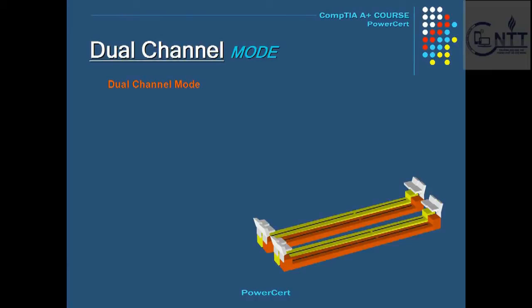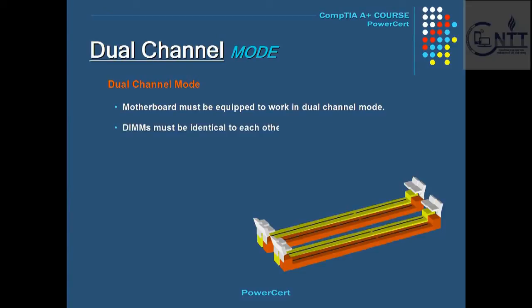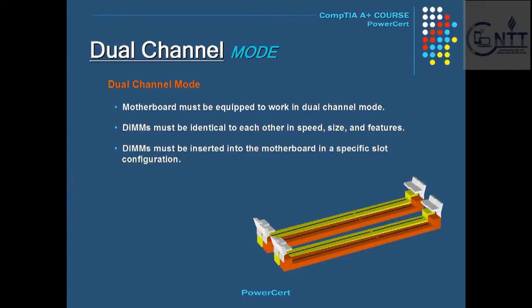In order for dual channel to work, the motherboard must be equipped to work in dual channel mode, and the memory DIMMs must be identical to each other in speed, size, and features. Then the DIMMs must be inserted into the motherboard in a specific slot configuration in order to enable dual channel mode. Typically, the memory slots will be color-coded to help assist in identifying where the DIMMs should be inserted.